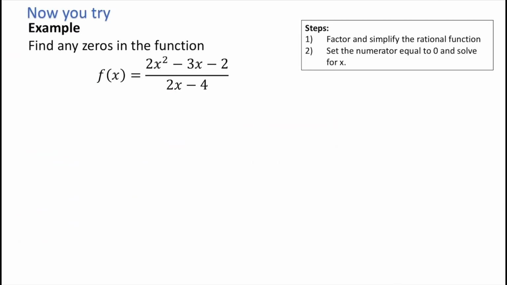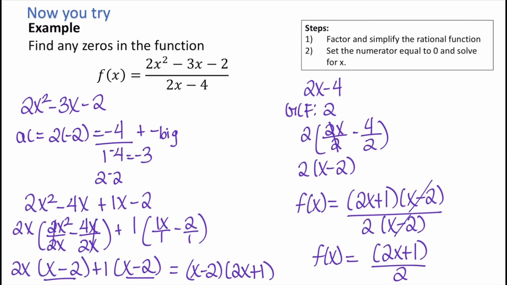So now you can go ahead and pause the video and try this example on your own. So remember, always start off by factoring the numerator and denominator. So when we factor the numerator, we get x minus 2 times 2x plus 1. When we factor the denominator, we have a GCF, so we get 2 times x minus 2. So when we write the fully factored form of the function, which is here, we get 2x plus 1 times x minus 2 over 2 times x minus 2.